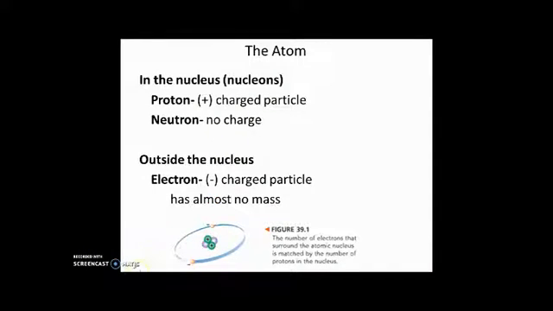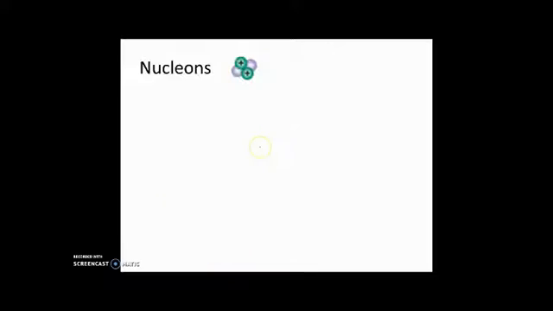Let's start by looking at the basics of an atom. In the nucleus we have protons with a positive charge, neutrons with no charge. These are all called nucleons, just a generic term for anything you find in the nucleus. And outside the nucleus we're going to find the electrons, which have a negative charge. And they almost have no mass relative to the proton and neutron.